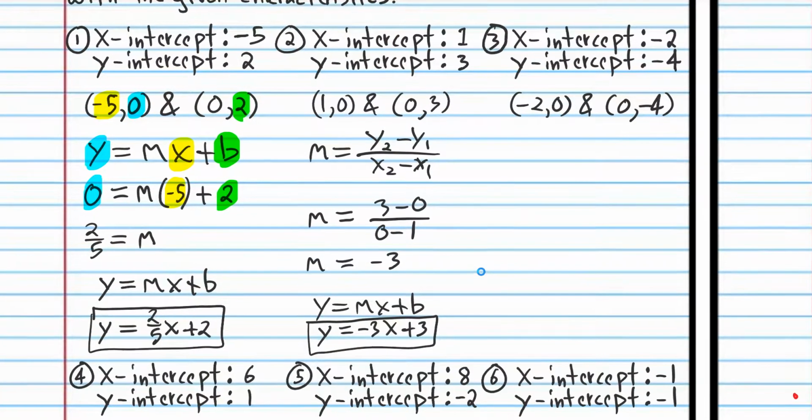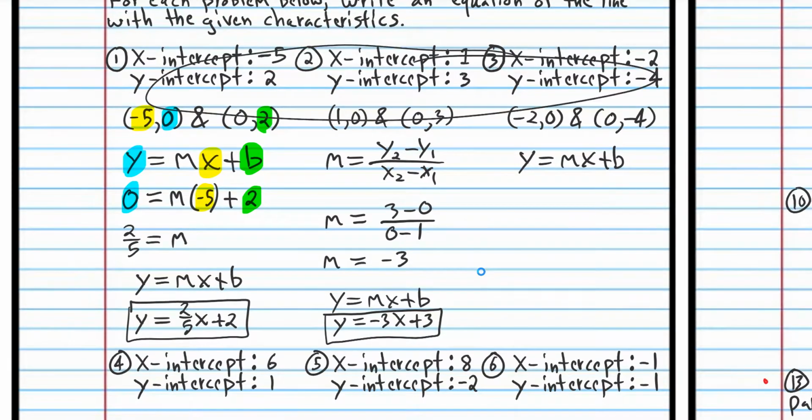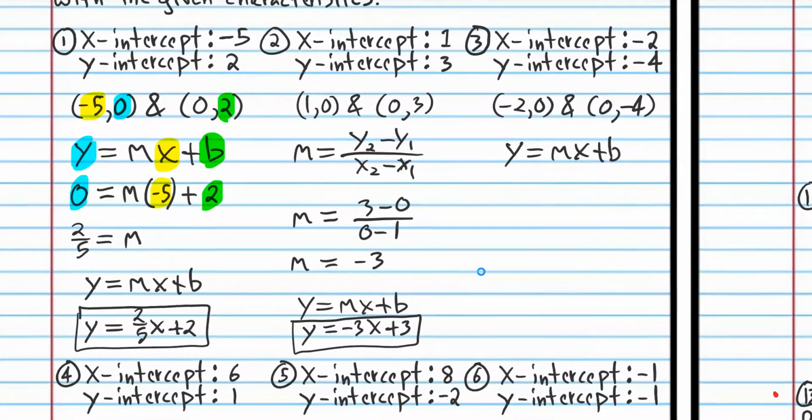I'm going to use this easier method. I prefer the y equals mx plus b method, slope-intercept. So we're going to use the slope-intercept equation. And again, the whole point of this is to find equations of the lines that have these characteristics. So we're looking for equations.